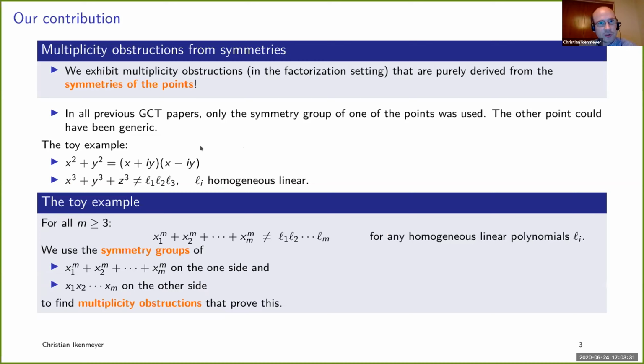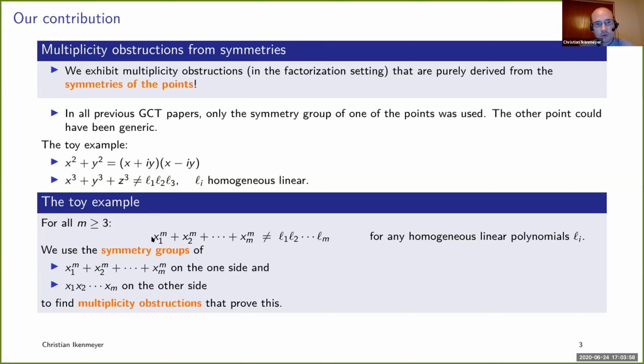So the toy example is a very simple example. Say you have x squared plus y squared, then you can write this as a product of two homogeneous linear polynomials here. But you cannot do that if you have more variables and the higher degree, right? You go to three variables in degree three, then you cannot write that as a product of homogeneous linear polynomials. So this is the toy example. This is what we reprove now using GCT and the symmetry groups of two polynomials.